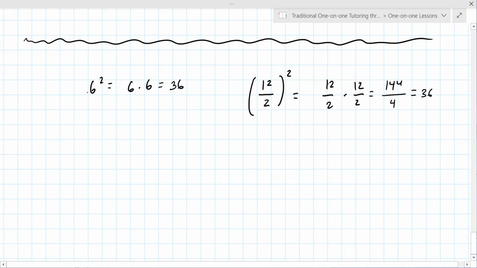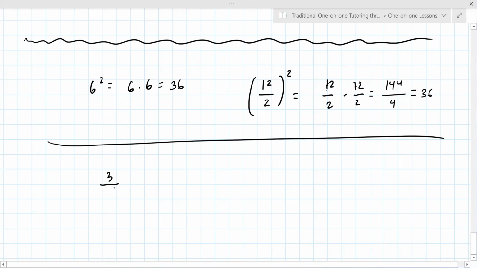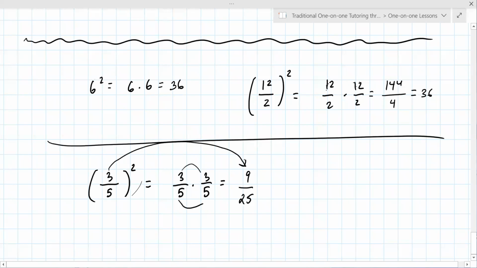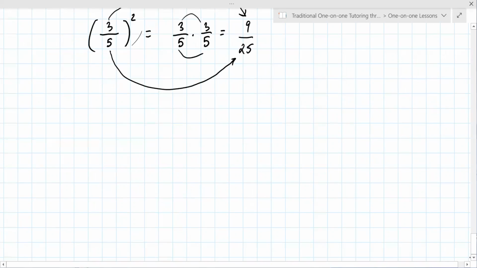So notice it doesn't matter what you're squaring. If it's 12 divided by 2, if it's 6, you write the same thing twice. So we're going to look at some problems here. What is 3 divided by 5 squared? Well, this means 3 divided by 5 times 3 divided by 5. What is 3 times 3? 9. What is 5 times 5? 25. Perfect. Now look at this original thing. Could you have just squared 3 to get 9? And could you have squared 5 to get 25? Absolutely.